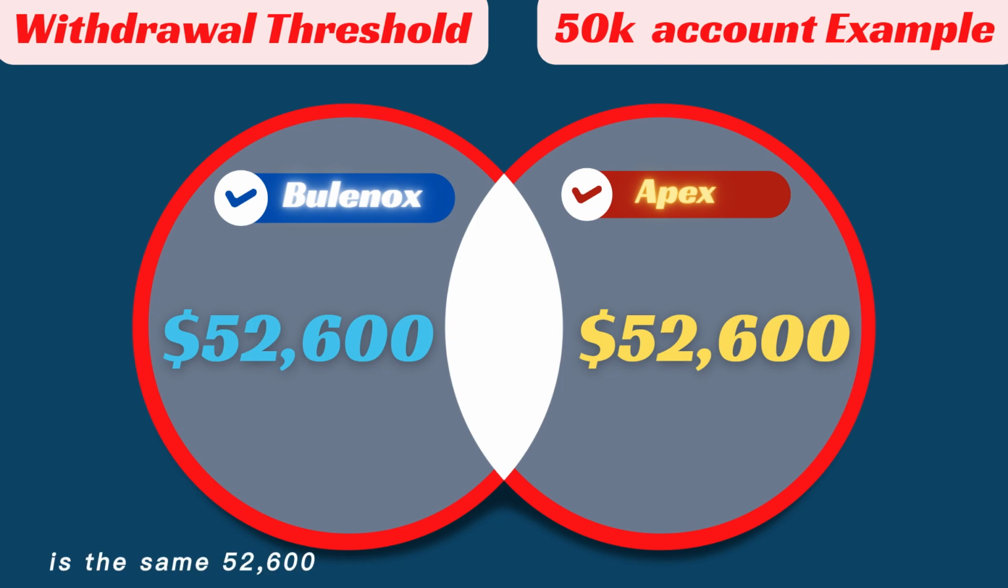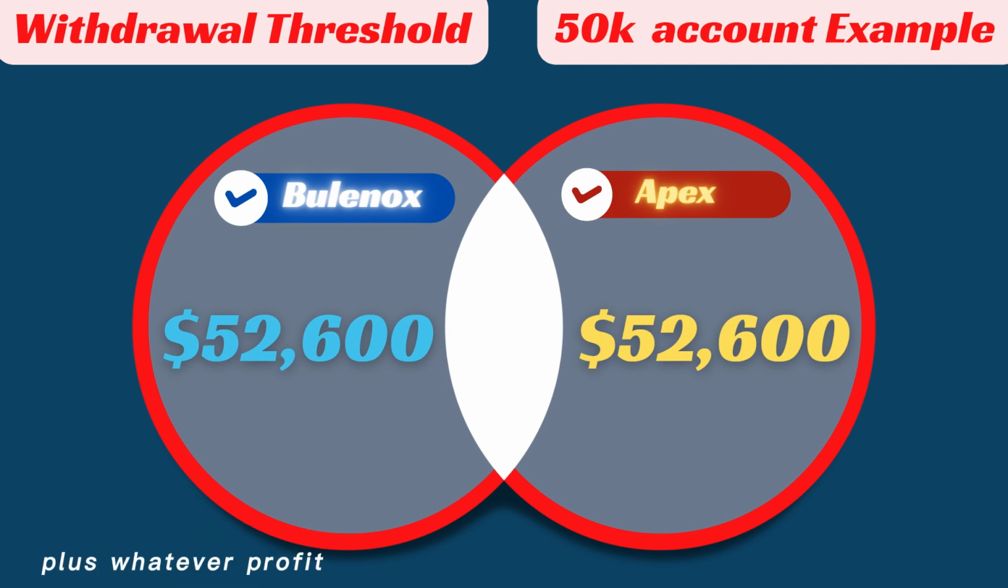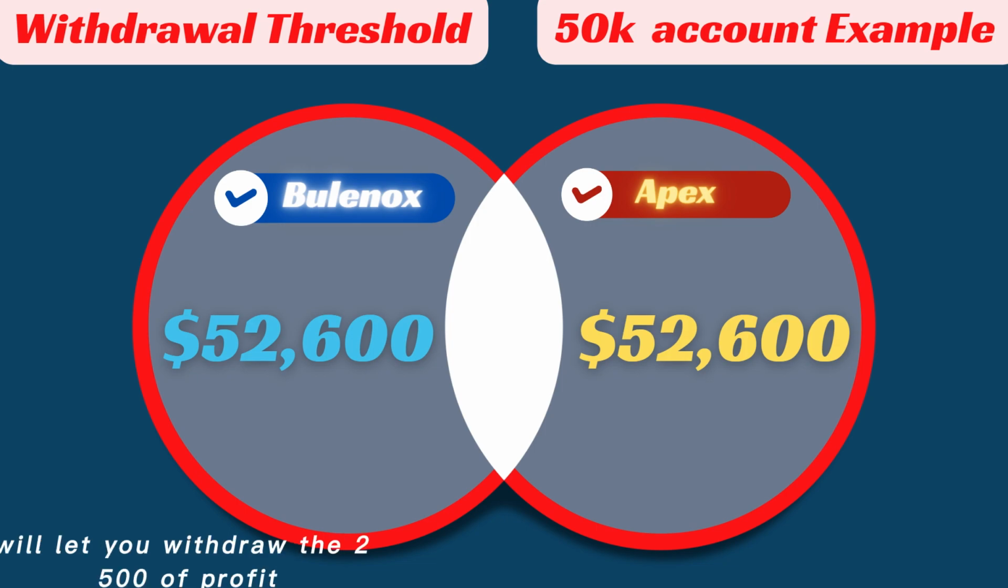Bulenox is 52,600 and Apex is the same, 52,600. So to be able to withdraw for your first payout, you're going to need to have 52,600 in your account, and then plus whatever profit you're going to want to be able to withdraw. This is something that a lot of the companies don't talk about, but you're going to need to have those profits in your account to be able to withdraw.